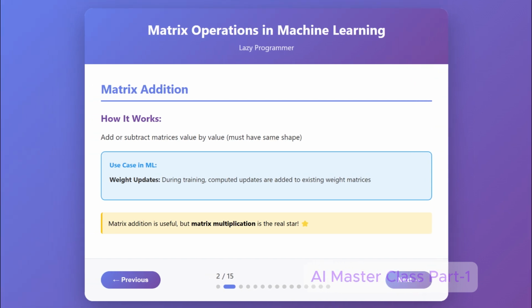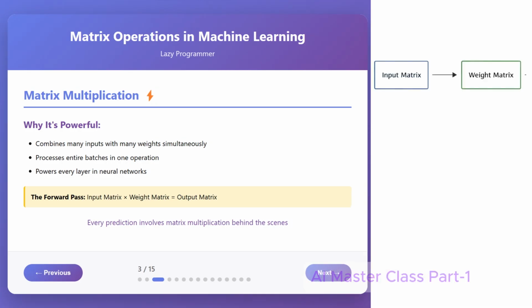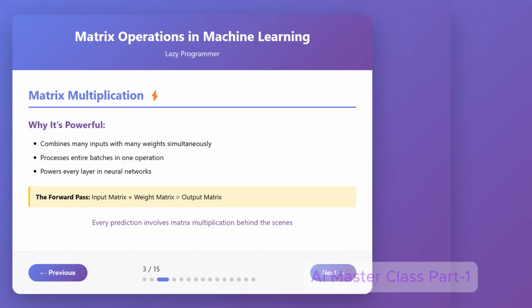Matrix addition is great, but the real star of machine learning is matrix multiplication. Matrix multiplication is what allows a model to combine many inputs with many weights at the same time. So instead of calculating output one by one, matrix multiplication lets us process the entire batch of data in one go. In a neural network, every layer takes an input matrix, multiplies it with the weight matrix, and produces an output matrix. This whole process is called the forward pass. So whenever a model is making predictions, whether it is recognizing images or translating text, there is always matrix multiplication happening behind the scenes.